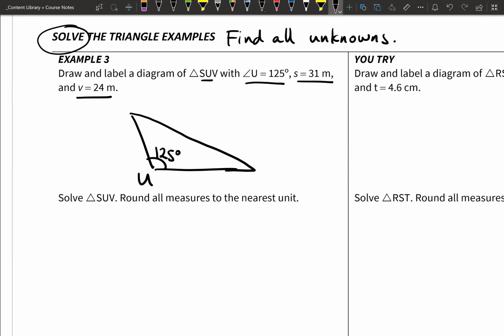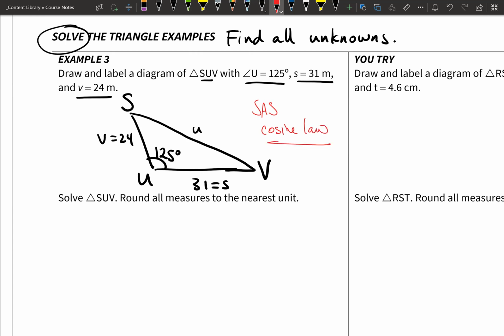Okay, so across from it is side U, which we don't know the value of. But we do know one side is 31. So I'll label this one down here, 31, that's S. And the other side is V, which is 24. Okay, and then across from S, I'm going to write angle S. And then across from V, I'm going to write angle V. So now we have a triangle with a side, another side, and the angle between them, 24, 31, and the angle 125 between them. We can use the cosine law.